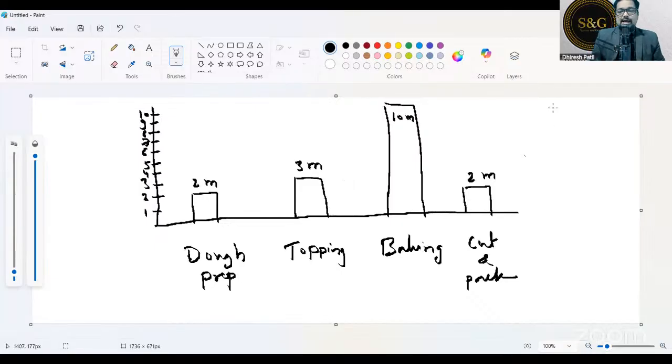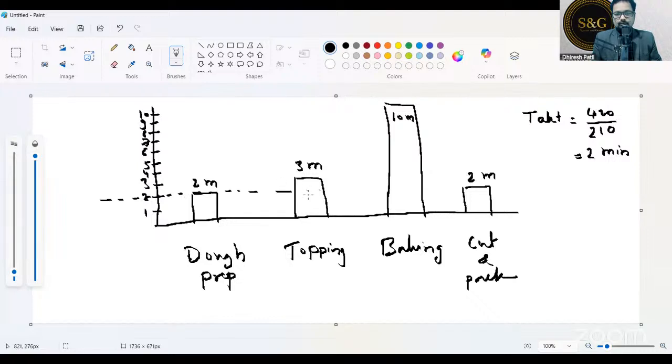Okay. Now let's calculate the takt time. Let's imagine 20 minutes is the available time and they receive 10 pizza orders. So takt time here is 2 minutes. So what we'll do, we will draw a horizontal line here. So this is the takt time line.